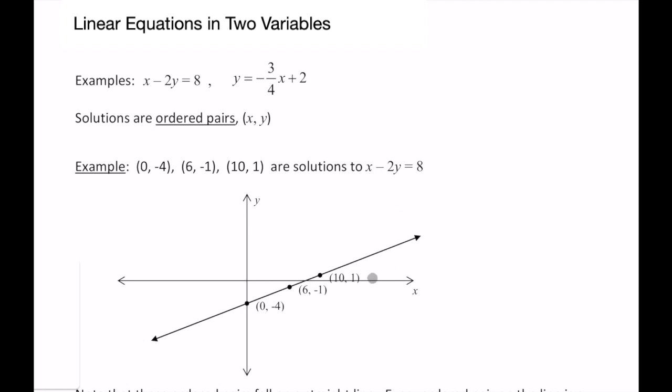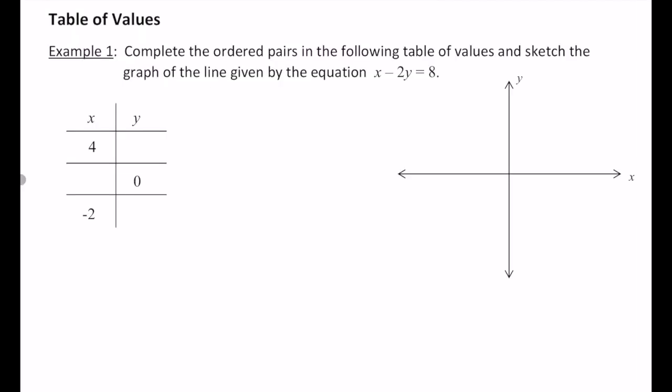So how do we find these solutions? How do we come up with these ordered pairs in order to sketch the graph of a line? One technique is to make a table of values. To graph a line using a table of values, we use a table with two columns, one for the x values, one for the y values. And we can pick any number for one of the two variables and then solve for the other variable.